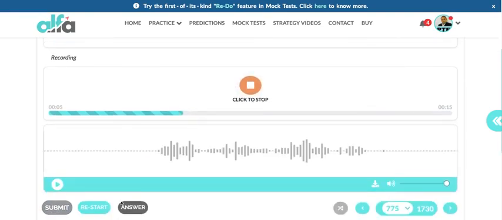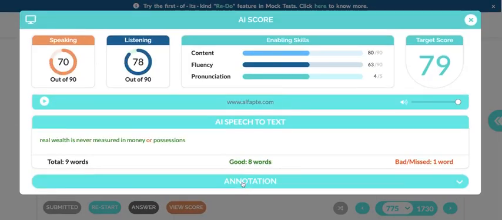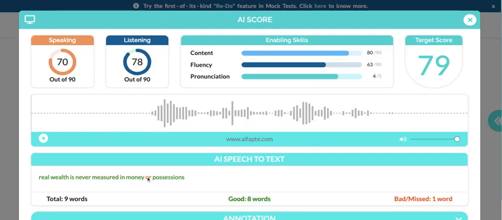Okay, so that's what I said. I hope I got them right. Alright, so once again, we missed out on a small word, "or". So in repeat sentence practice, clarity is the key.